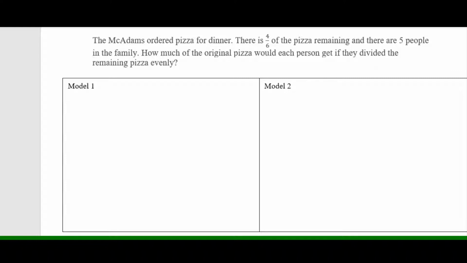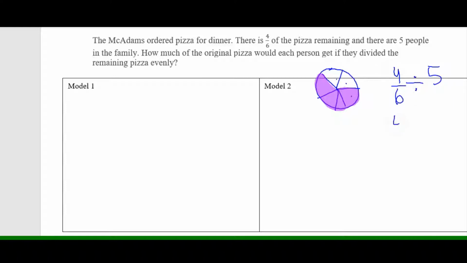So if we think about what's going on here, we have a pizza, and we have 4/6 of the pizza. So we need 6 pieces. One, two, three, 4, 5, 6. This could actually be one of the models. They have four. They have 4/6. So I'm starting with 4/6 of a pizza, and then I need to divide it evenly between 5 people.